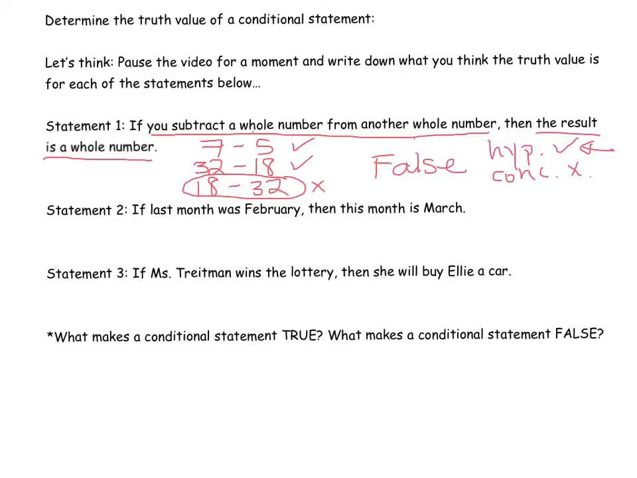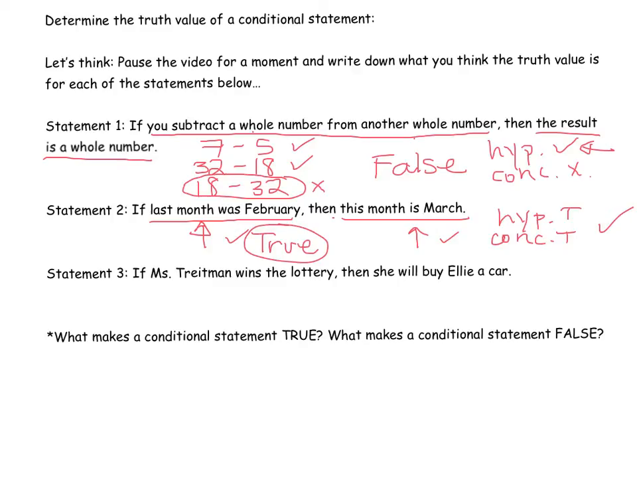So let's look at the next statement. If last month was February, then this month is March. Well, if last month was February, if I meet this requirement, does the next month have to be March? Well, yep, that's the way our calendar works. So if we meet this requirement, this will always follow. So if this is true, then this has to be true, which means given a true hypothesis, our conclusion is true. That makes this a true conditional statement. Okay, so now we get to the really tricky situation.